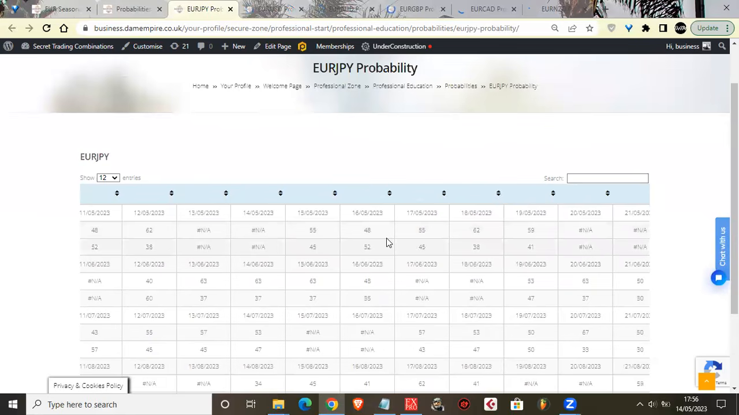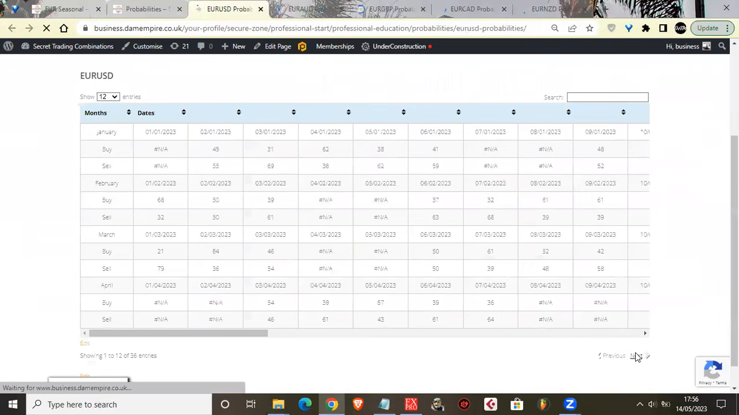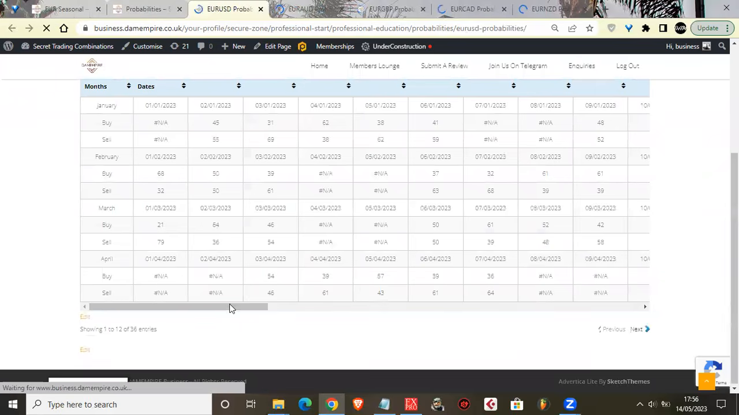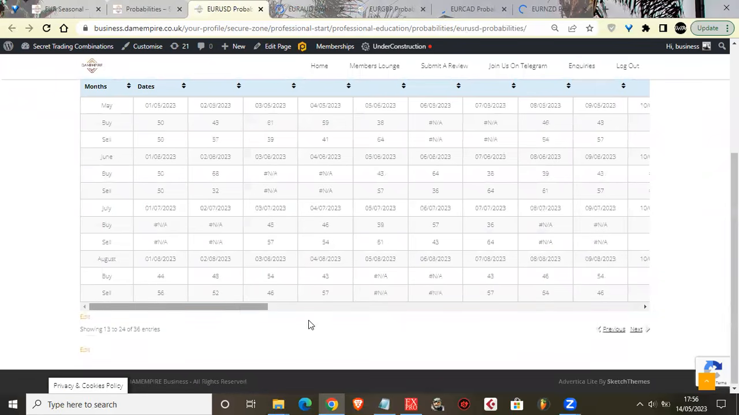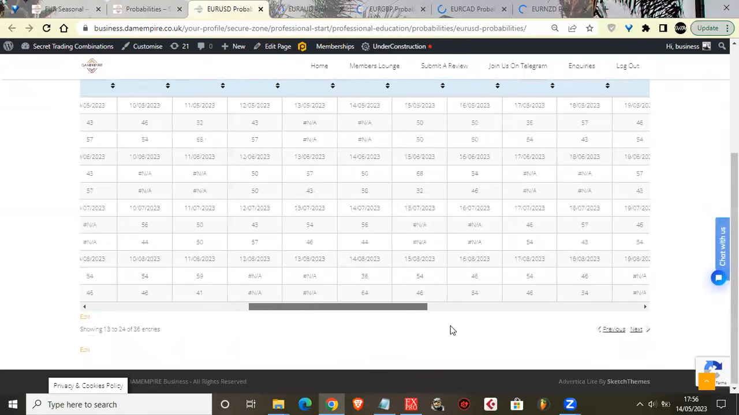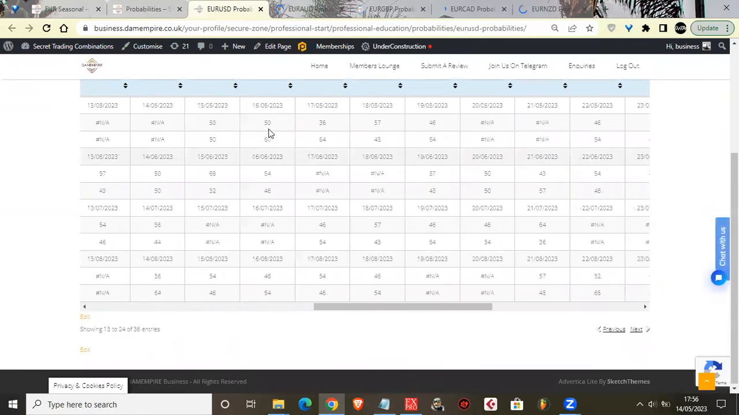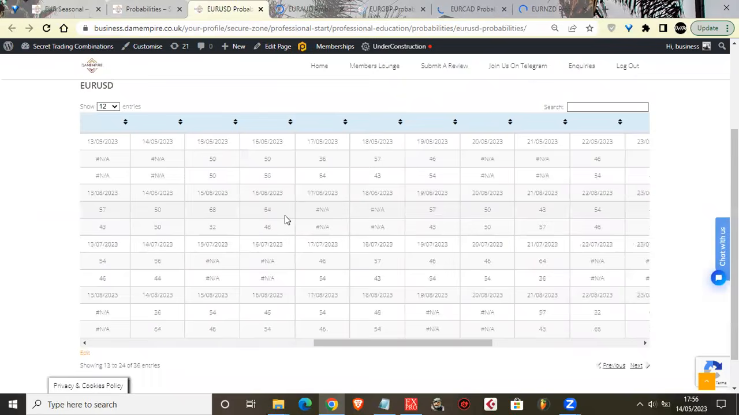So Euro JPY doesn't really help neither. It comes down one day, then goes back up for two days. So let's see the next one. It goes 50-50.